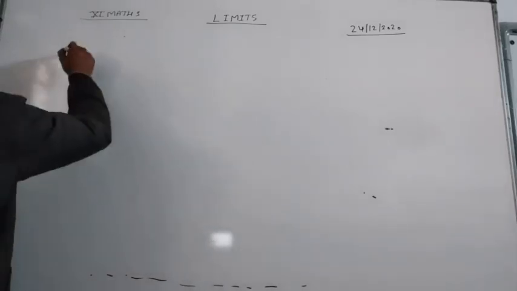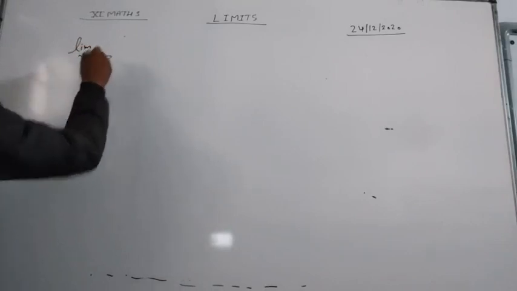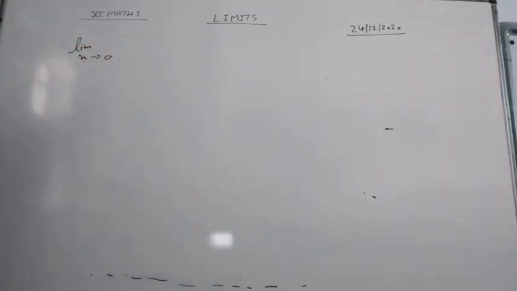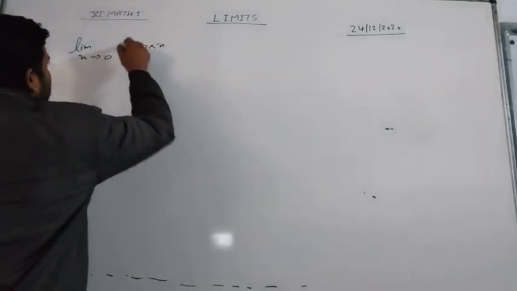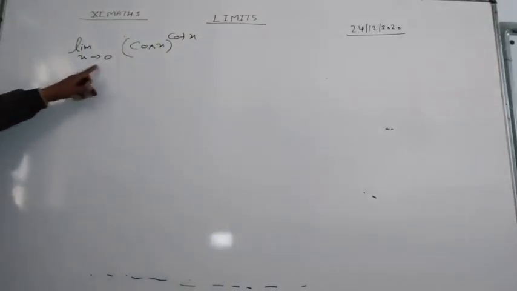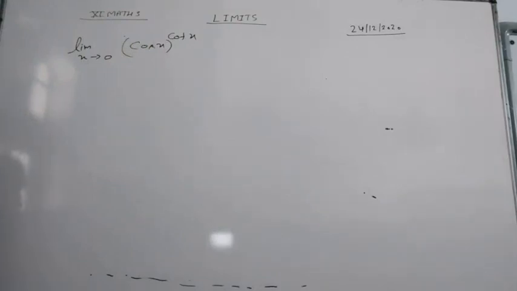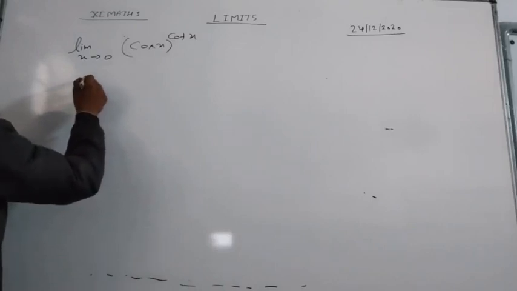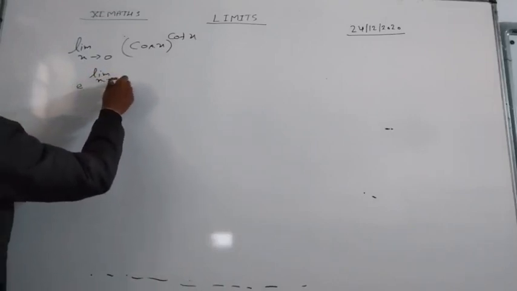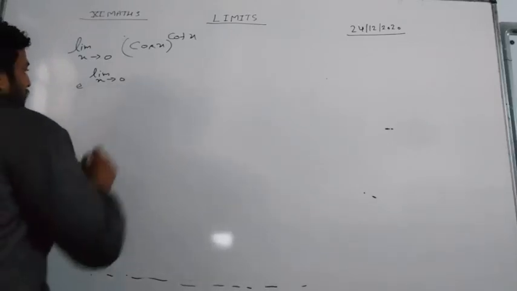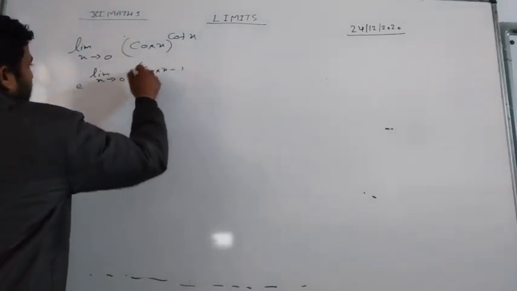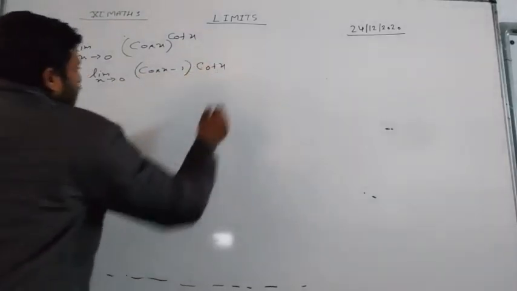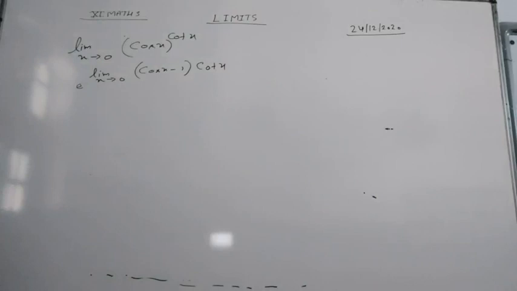Limit x tends to 0, cos x to the power cot x. Okay, so when we put 0, we get 1 to the power infinity. Okay, now we apply here e to the power limit x tends to 0 of (cos x to the power cot x), so cos x minus 1 into cot x. Okay, students, f(x) minus 1 into g(x).